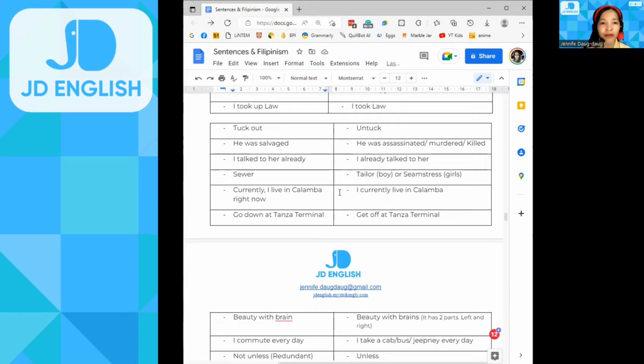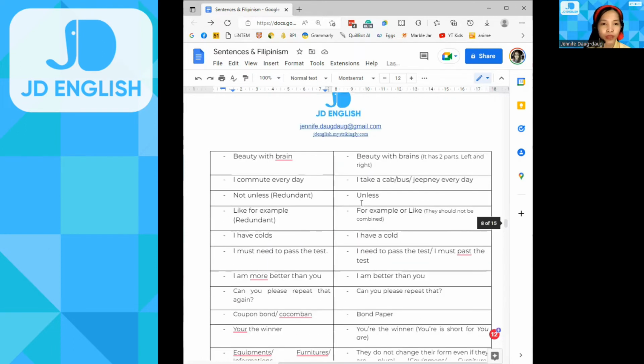Currently, I live in Calamba right now, so that is kind of redundant. I currently live in Calamba. Go down at Tanza Terminal. Instead, we should say get off at Tanza Terminal. Beauty with brain should be beauty with brains, because brains has two parts, and that is left brain and right brain. This is very, very common.